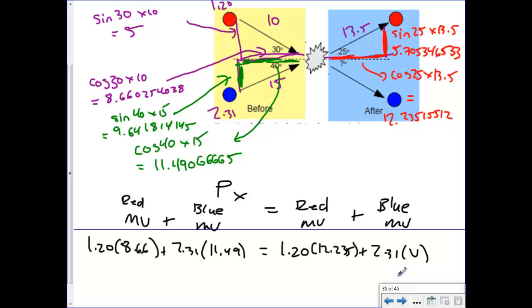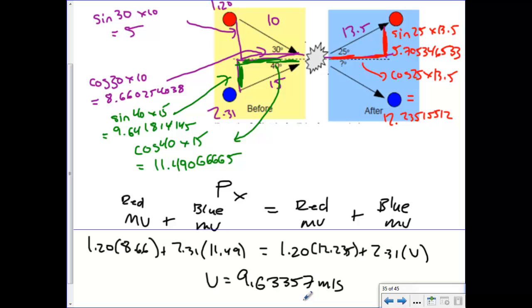So 1.20 times by wherever that 8.66 number is, plus 231 times by the 1149 number, minus 1.2 times the 12235 number, and then divide by 231. There's not going to be any negatives at all, right? Probably not in this example. It's possible, but... What? I got a velocity that was 963.357 basically. Did you round?